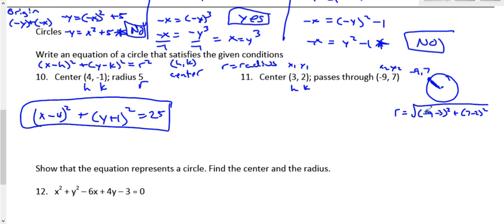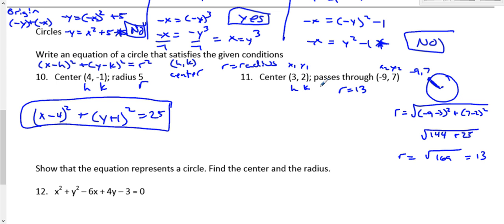This is negative 12 squared, which is 144. 7 minus 2 is 5 squared, which is 25. And 144 plus 25 is 169. So our radius is 13.